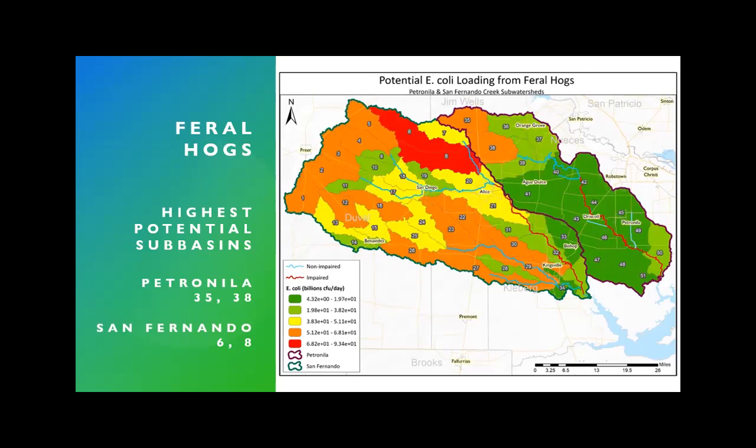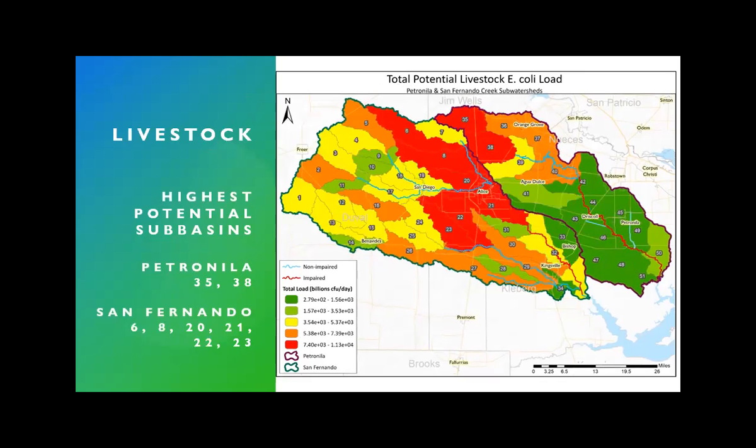Feral hogs, this number, instead of taking what the SELECT model just provides, we took feedback from y'all and made some adjustments based on the land use, land cover, and what people actually observed on their property or properties they know of. So that was where we see the highest concentration or the highest potential for E. coli from feral hog contributions. And then livestock.